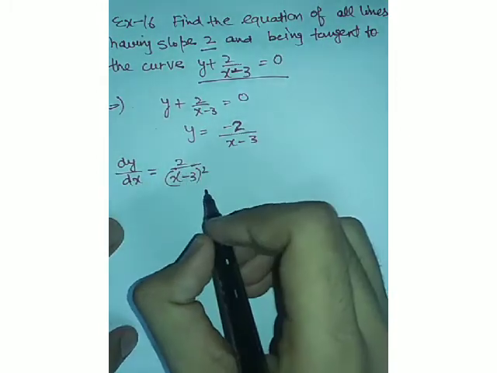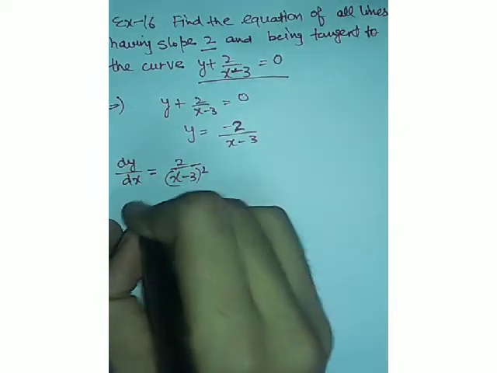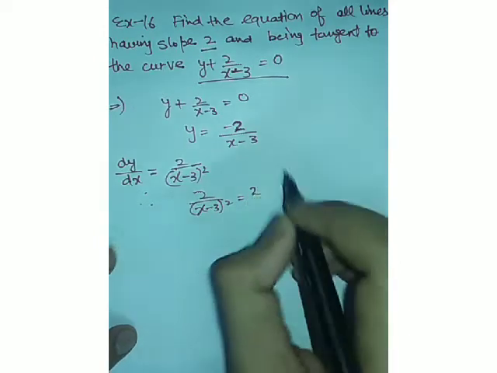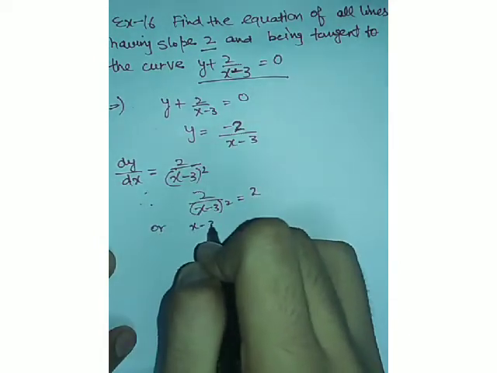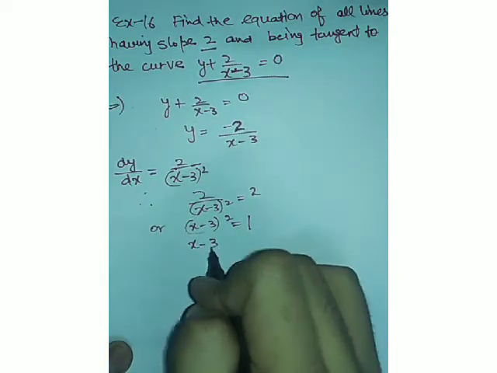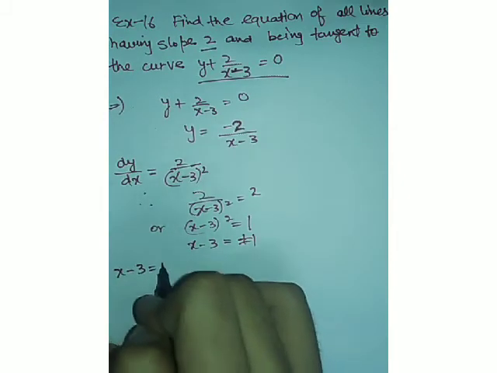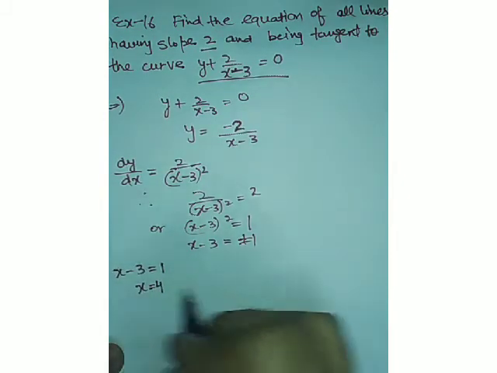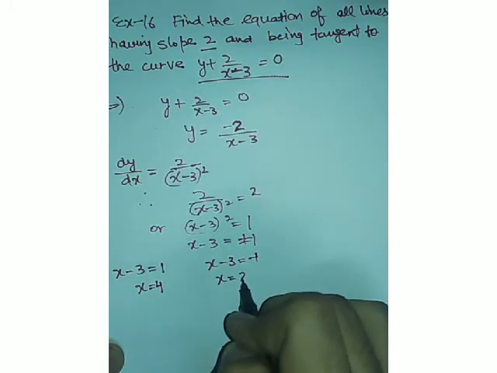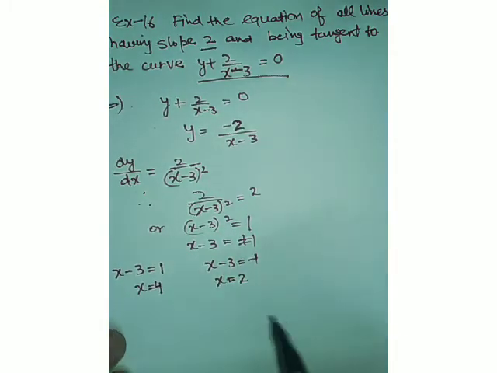Now dy upon dx is equal to this. Also dy upon dx is equal to 2 because it's a slope. Therefore 2 upon (x minus 3) square is equal to 2. Or we can say that (x minus 3) square is equal to 1. Or x minus 3 is equal to plus minus 1. Now when x minus 3 is equal to 1, x is equal to 4. And when x minus 3 is equal to minus 1, x is equal to 2. So we have got two values of x. Similarly, we can get two values of y.